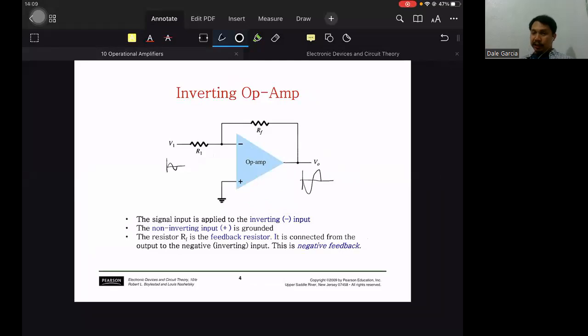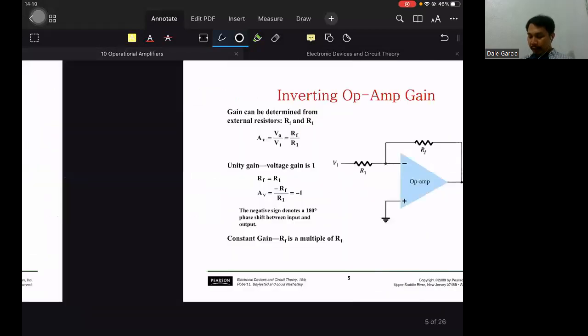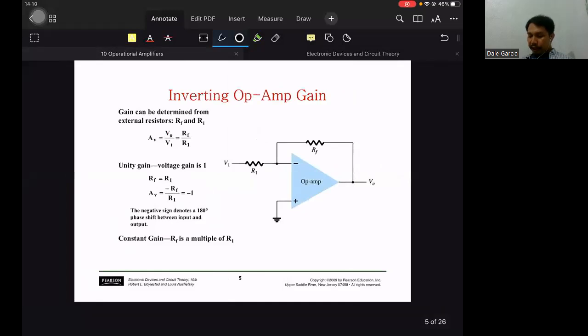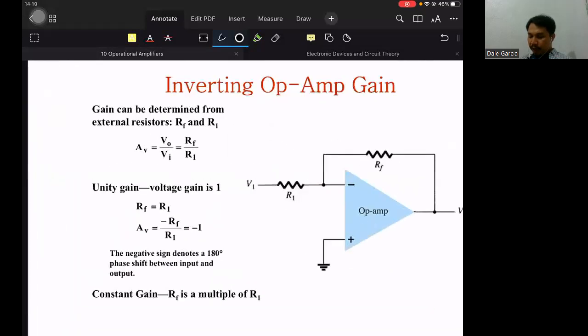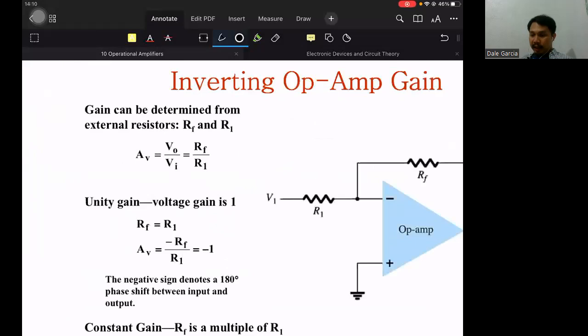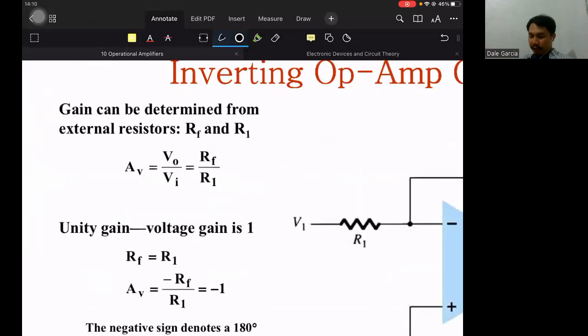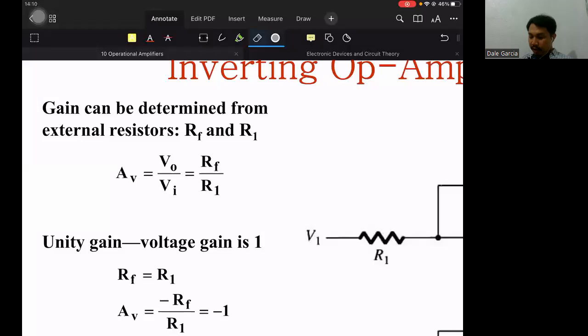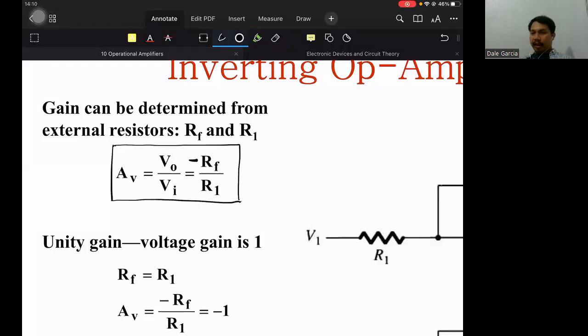So because of the feedback resistor, it lowered down the gain. It reduces considerably the gain of our amplifier. How much? Maybe there's a formula to compute for the gain. So gain can be determined from external resistors, RF and R1. So here's the formula for the gain of our amplifier, at least for our inverting operational amplifier. AV is equal to negative RF over R1. It should be negative.